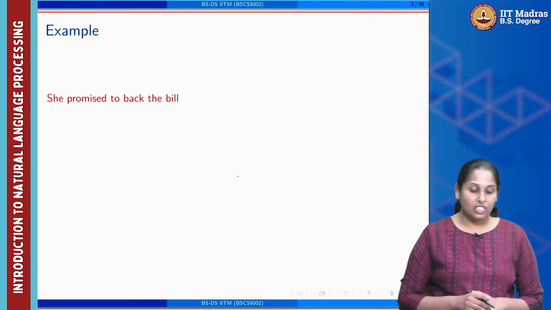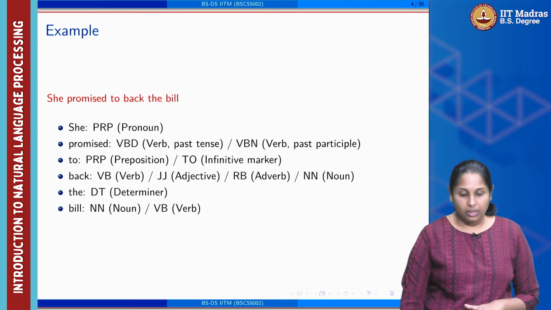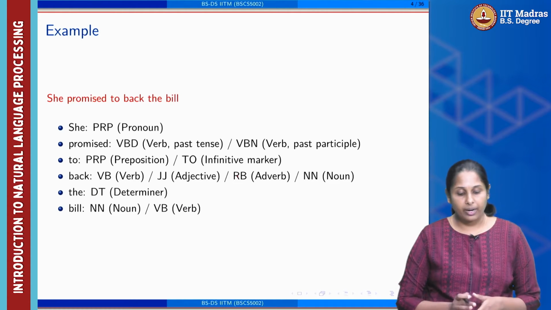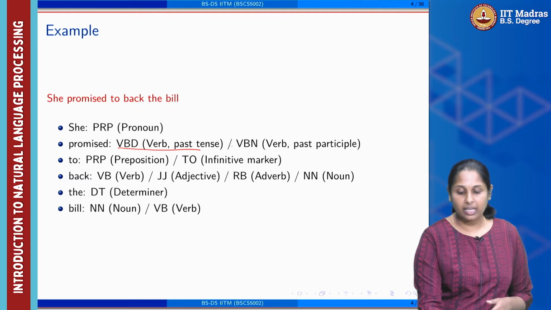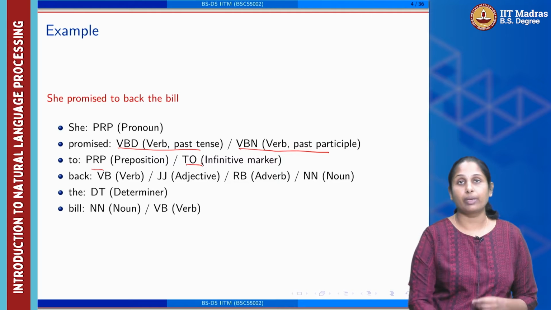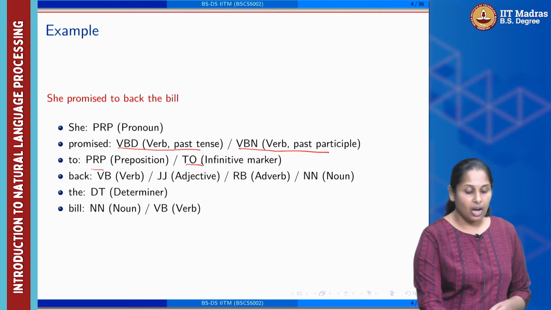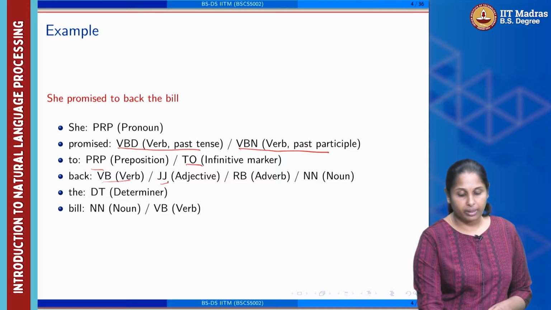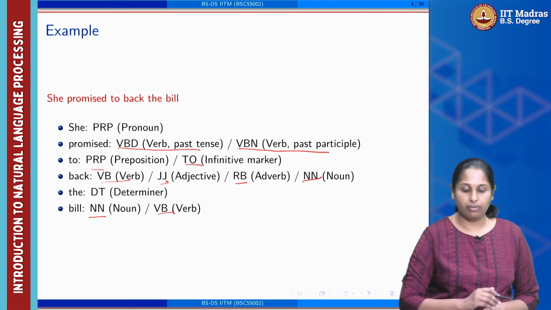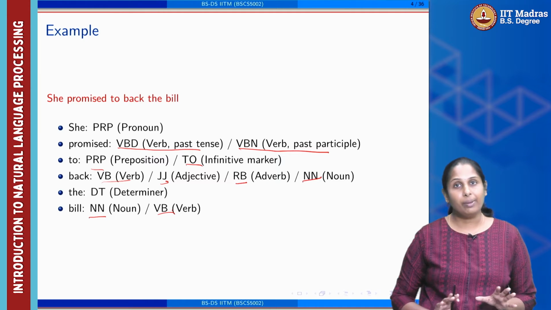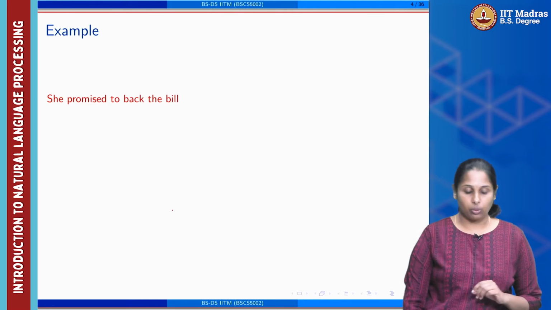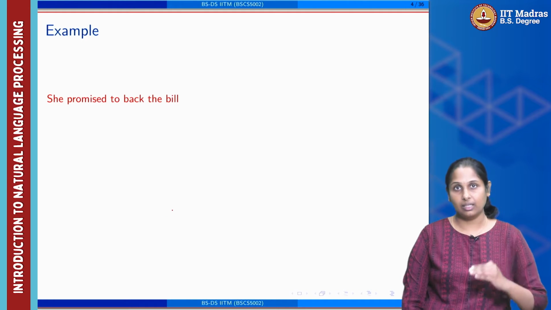So, for example, she promised to back the bill. Now, the possible tags for all the words in this sentence are: she as a pronoun; promised, it can be a verb in past tense or it can be a verb in participle form; and to can be a preposition or an infinitive marker followed by a verb; and back can be a verb, an adjective, an adverb or a noun; and similarly bill can be a noun or a verb. Now, the situation shows that there is an ambiguity of tags associated with words in this sentence. Now, how to select the best tag in this given context?